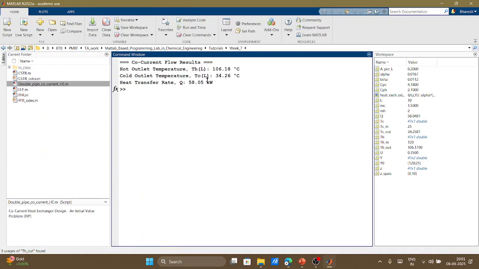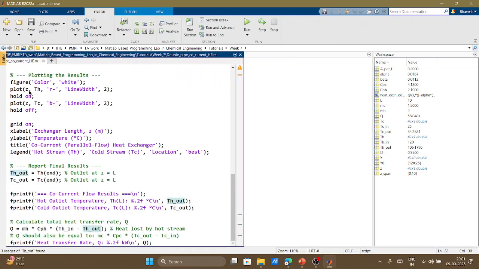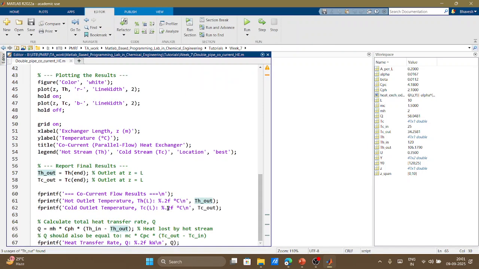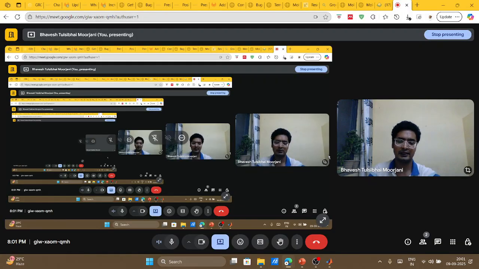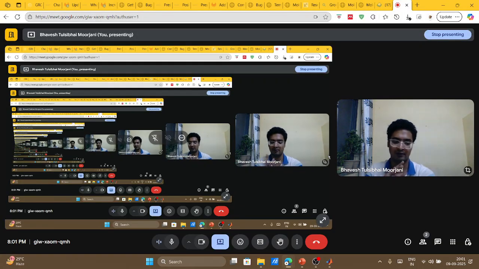So what is this value? Your hot outlet temperature goes down from 120 to 106. Your cold stream temperature increases from 25 to 34 degrees centigrade, and the overall heat transfer is 58.05 kilowatt, right? So this was one example. If you think about it, compared to other examples, it's very straightforward, right?